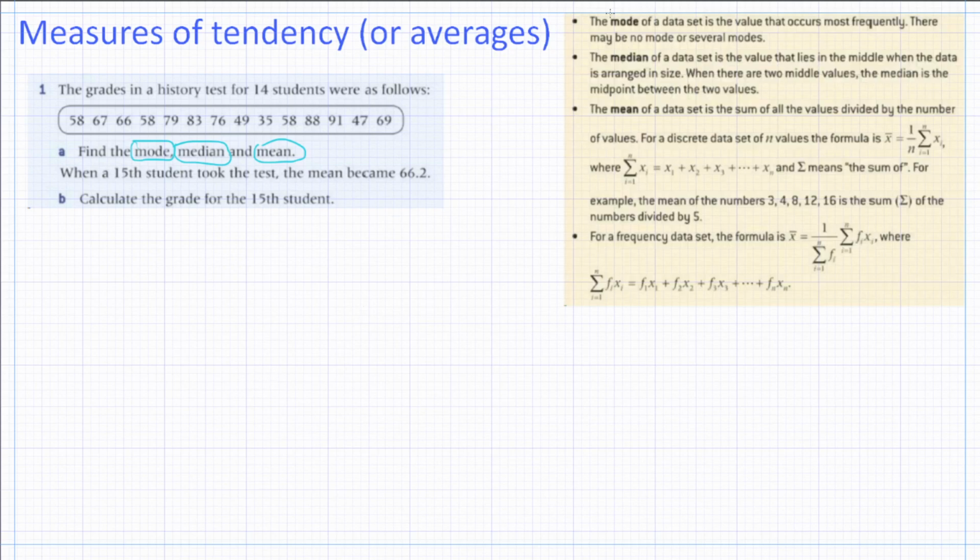Basically the mode is the most frequent occurrence. So if there's anything that's happening many times, more than anything else, that would be your mode. For example here, if you look at those grades, it seems to me, look, 58, 58, 58. It's repeating 3 times. Is anything else repeating? 67? No. 66? No. I don't think anything else is repeating. So 58 would be our mode.